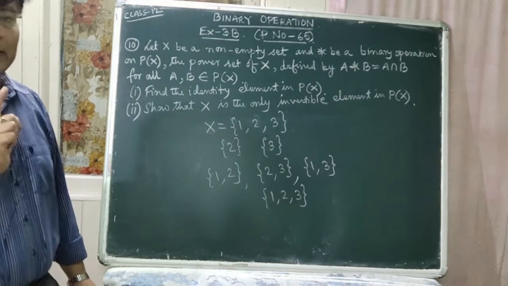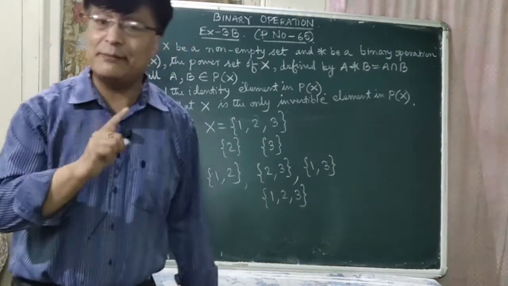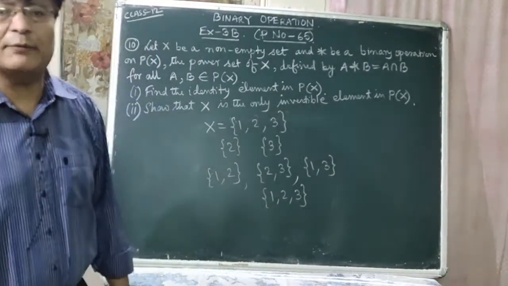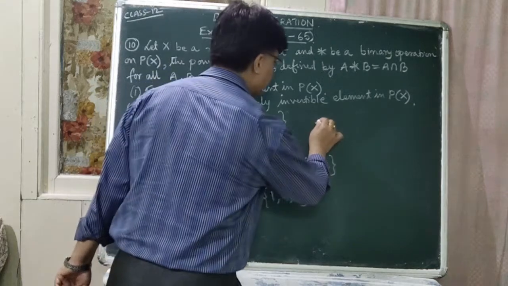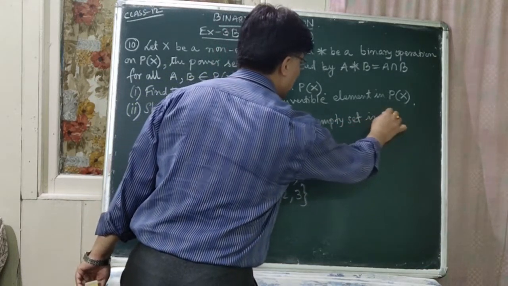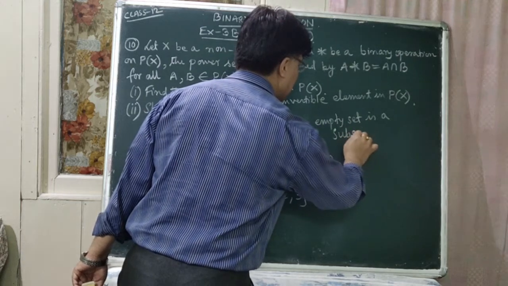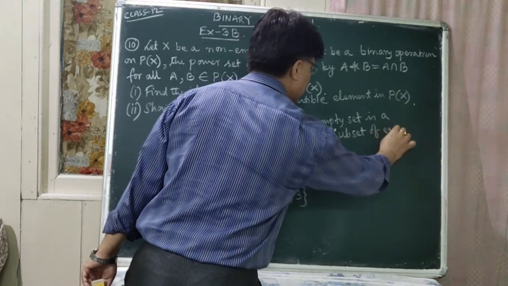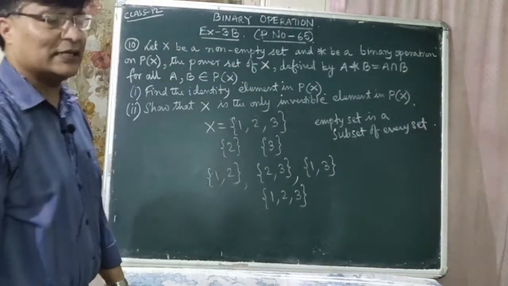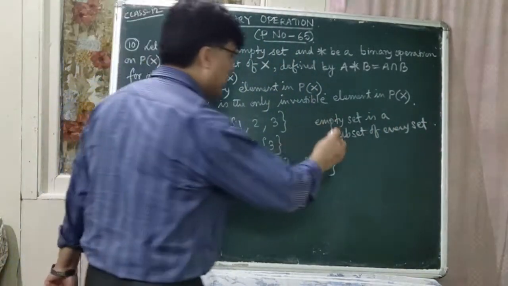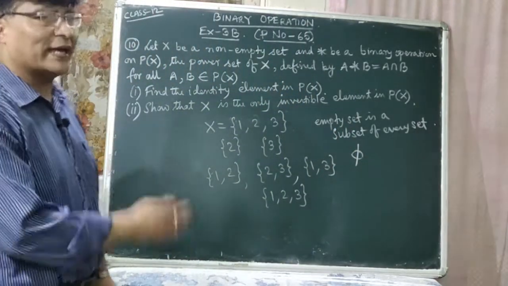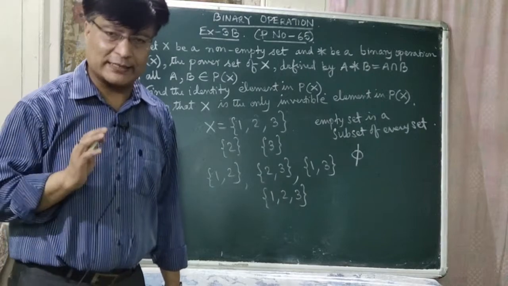Is that clear? And you know that phi is the empty set. So you know that the empty set is a subset of every set. We know that the empty set is a subset of every set. So you have to remember this. The empty set is a subset of every set and this empty set is denoted by phi. So this is also known as the null set or void set.